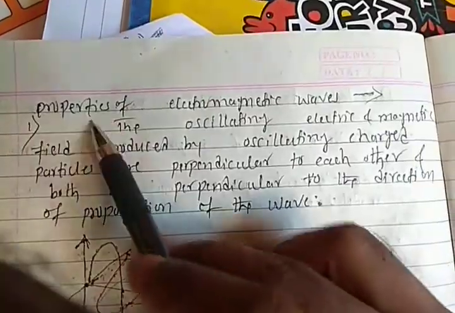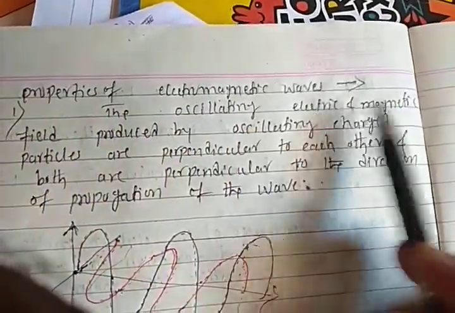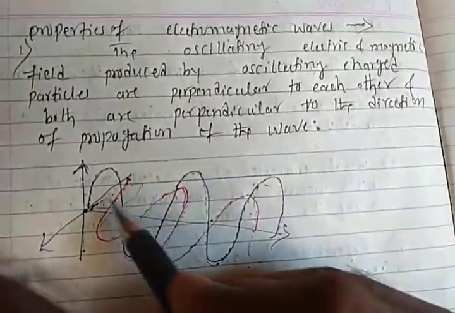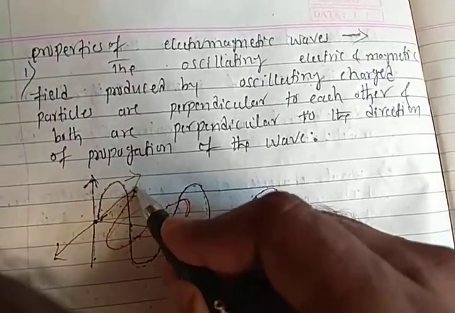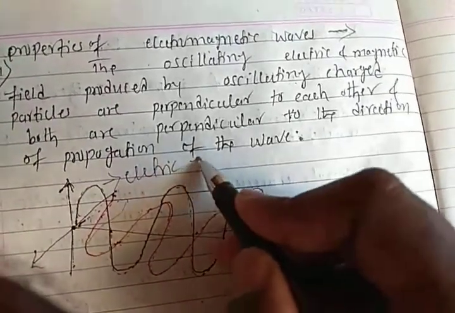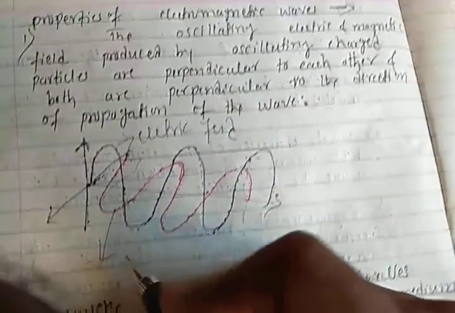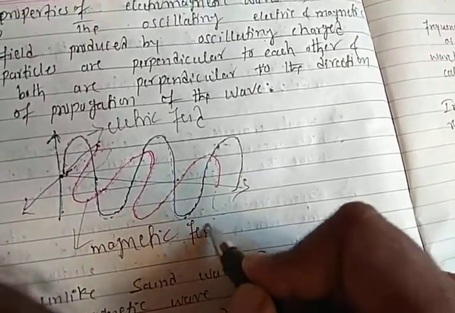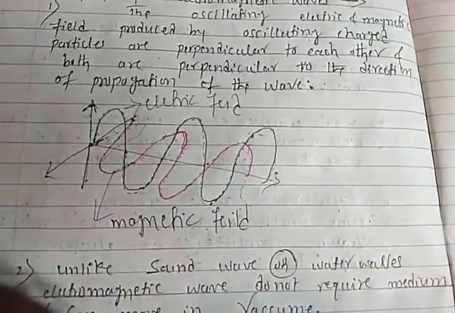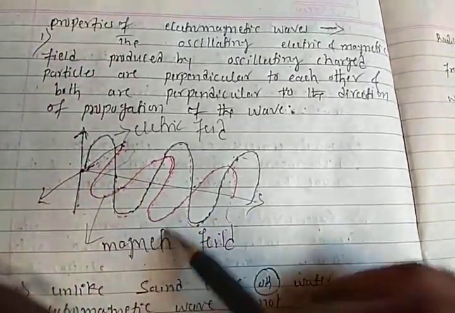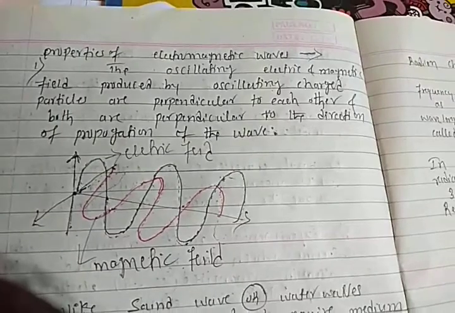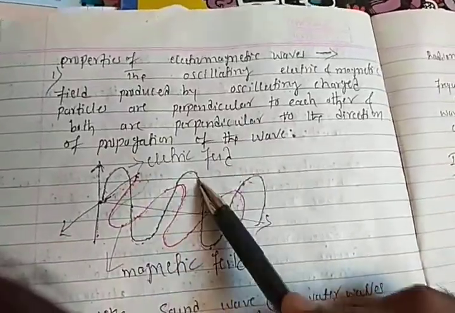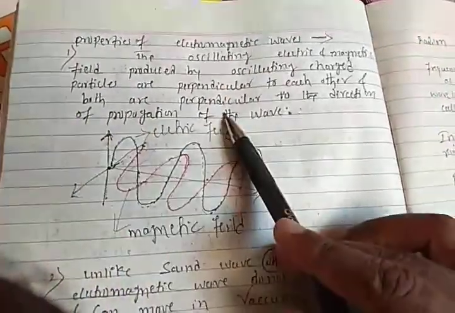So look here, students, the properties of electromagnetic waves. The oscillating electric and magnetic fields, the oscillating charged particle, are perpendicular to each other. Consider this as the electric field, and the red color we consider as the magnetic field. So the electric field and magnetic field are both perpendicular to each other. When a ray of light travels, in that ray of light the electric field is perpendicular to the magnetic field, as explained by Maxwell.